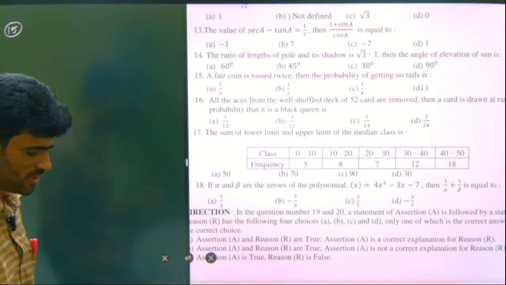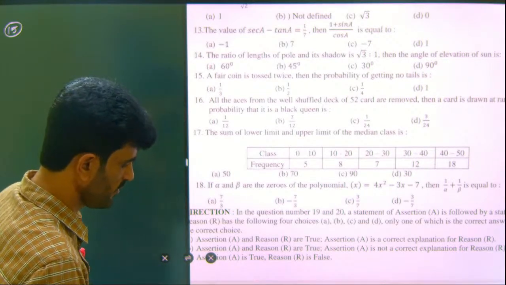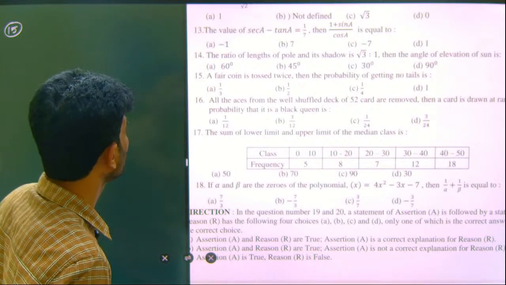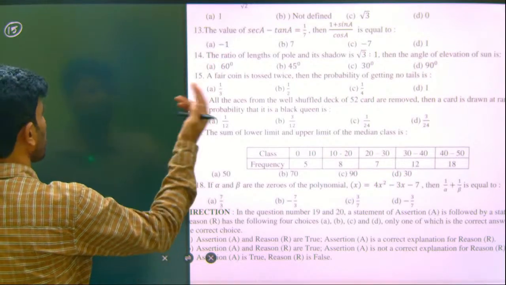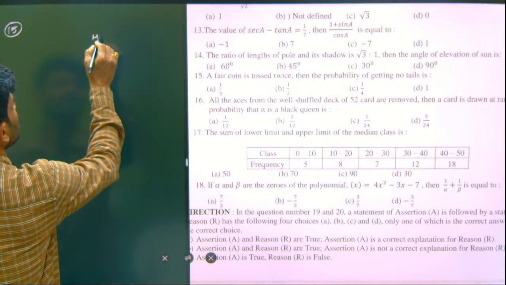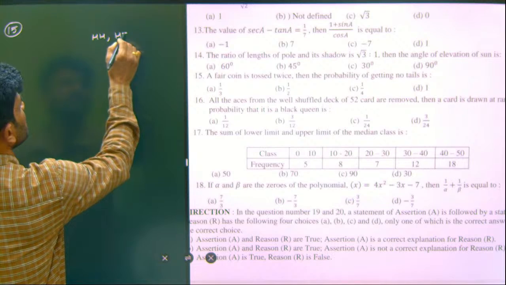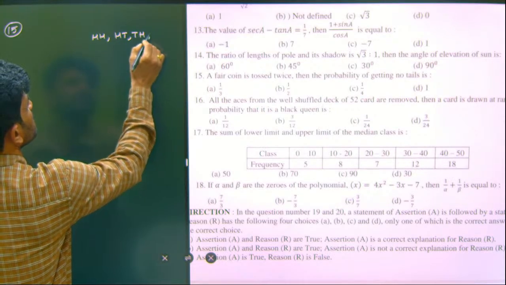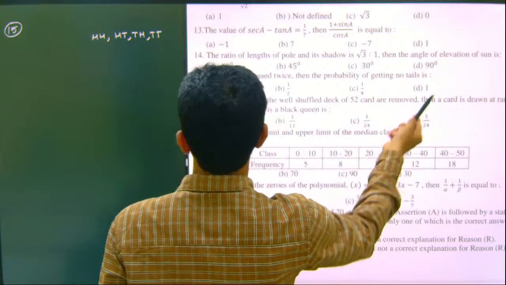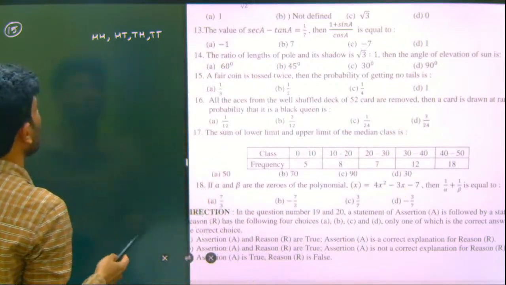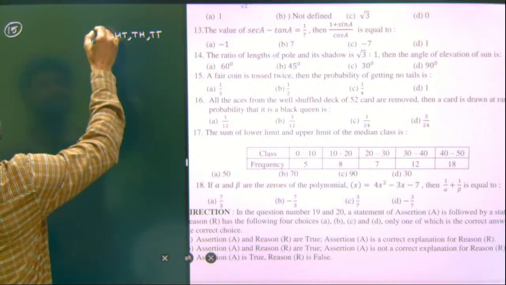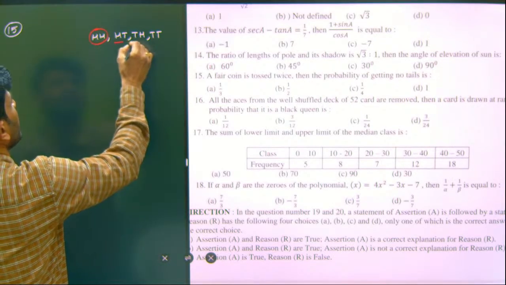Did you get the answer? A fair coin is tossed twice, then the probability of getting no tail. When one coin is tossed twice, the total possible outcomes are HH, HT, TH, TT. What we want is no tails. In which outcome do we have no tails? Only in the first outcome, HH. In all the remaining ones we have tails.